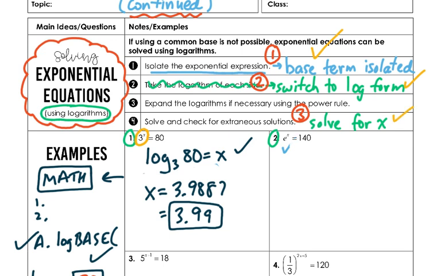Let's try number 2. All right, number 2. First step, let's see, is the base term isolated? The base is e, and so e to the x is isolated. So step 1 is done. Let's switch into log form. But ooh, this is a special one, right? This is log with an e base, and we don't write it like that, remember? This is the ln. This is natural log. So when I switch an e base into log form, make sure you use the ln. All right, this is going to be ln of, well, base e, but I don't have to write that. ln of 140 equals x.